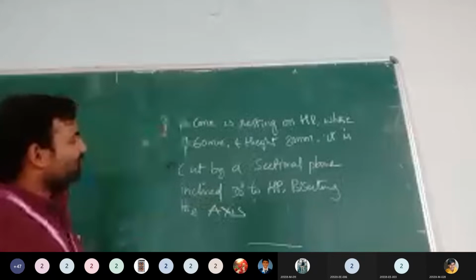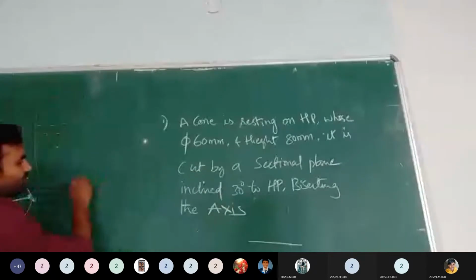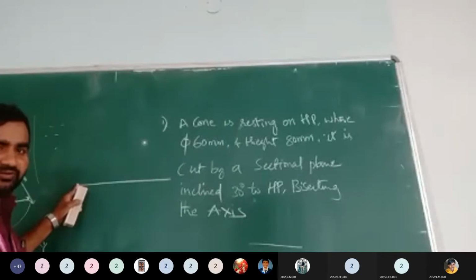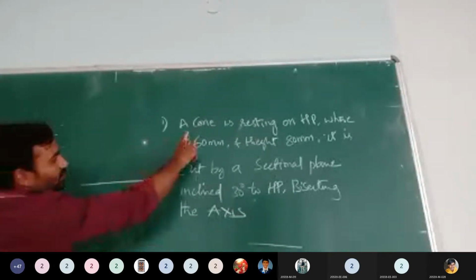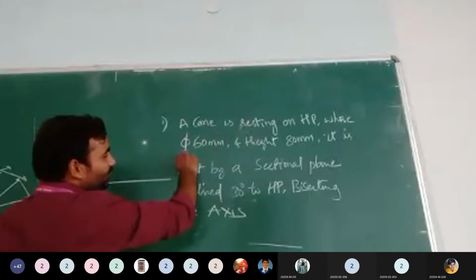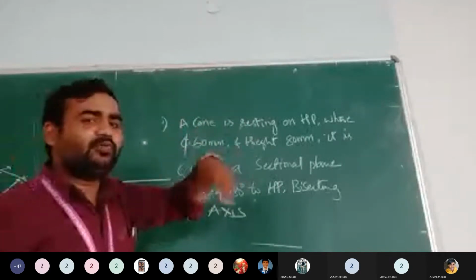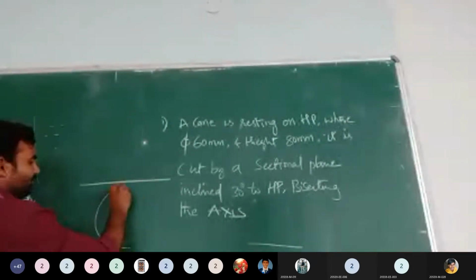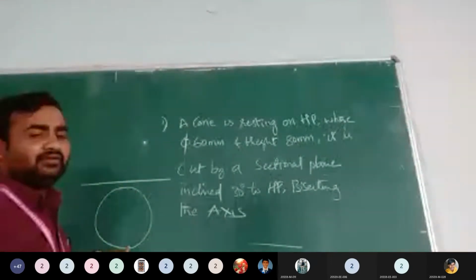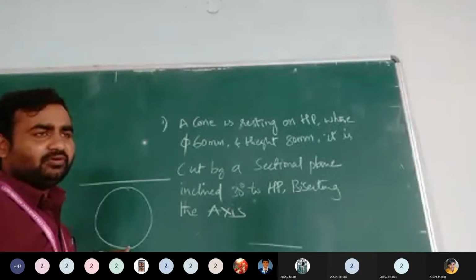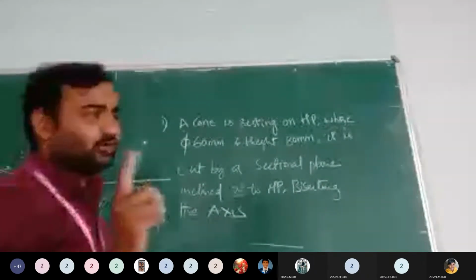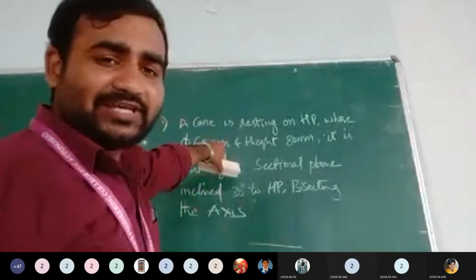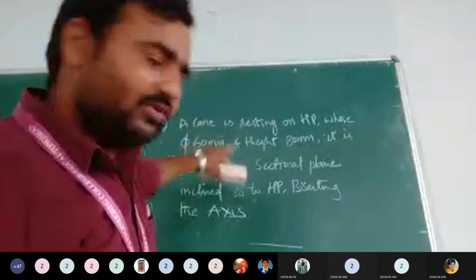Right. So what is the data we have been given? A cone is resting on HP, whose diameter is 60 mm. Resting on HP means in the top view I have to draw a circle shape. What is the diameter of the circle, I mean the cone in the top view? 60, very good. Be cautious while taking the radius: 60 mm diameter means we have to take the radius as 30 mm, right?